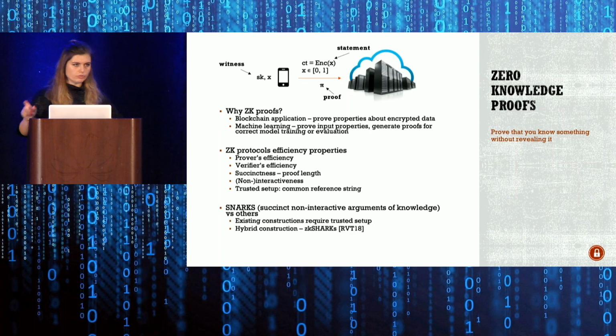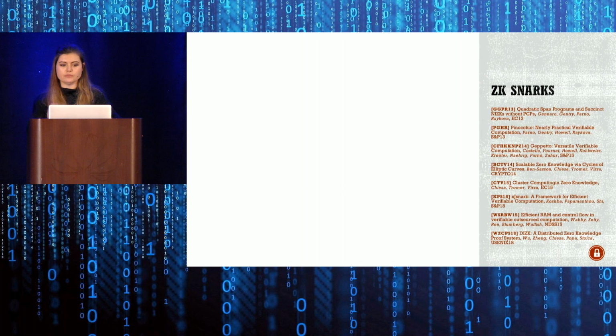With respect to this trusted setup, I would like to distinguish SNARKs, which means succinct non-interactive arguments of knowledge, versus other techniques for zero knowledge. As far as we are concerned with existing constructions, all SNARK constructions require trusted setup. And we have some new work on hybrid constructions that offer you a dual mode of execution, that could behave either as a SNARK or as a non-trusted setup system. But let's look at these two major types of zero knowledge.